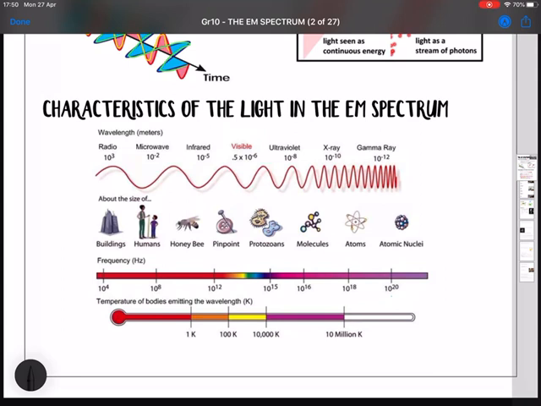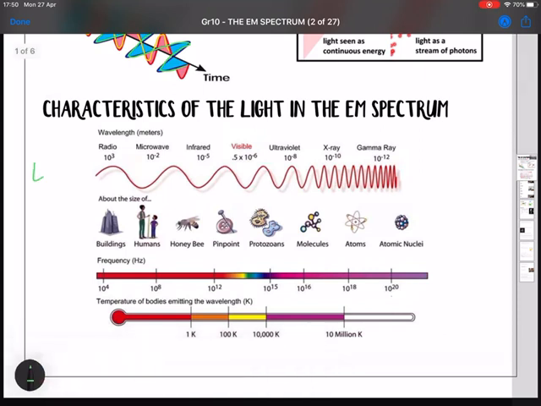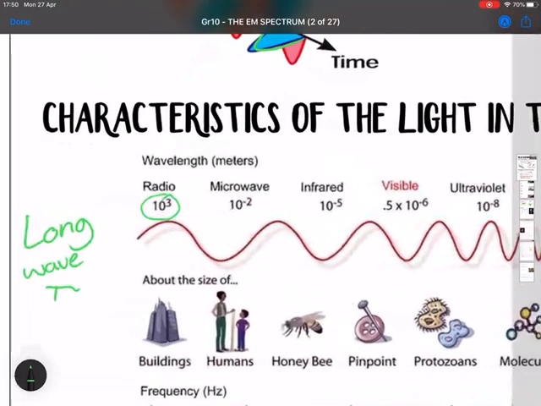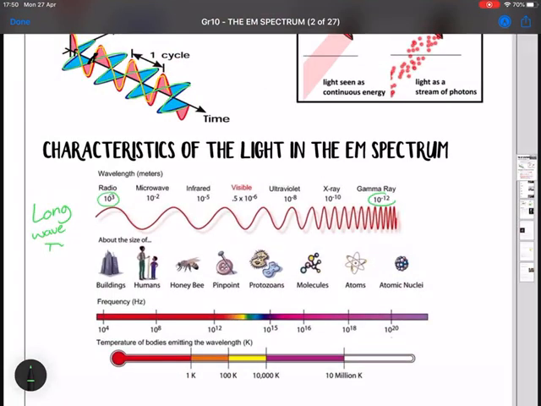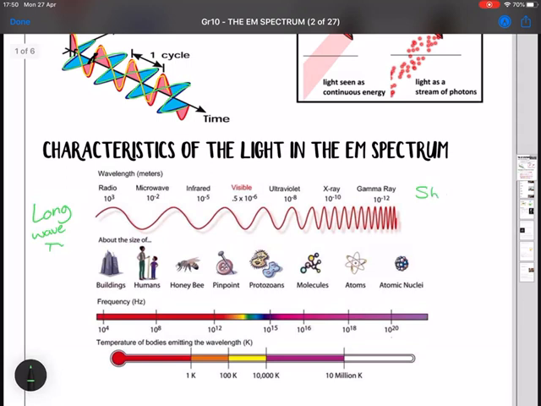In the EM spectrum, a spectrum is a range, and it ranges from long wave radiation. Please make a little note here that this side is long wavelength, because a radio wave that's got a wavelength of 10 to the power of 3 meters, so 10,000 meters, is much longer than a gamma ray wave, which has got a wavelength of 10 to the minus 12. That's picometers, much smaller than 10,000 meters. So on this side you can make a little note that this is short wavelength.